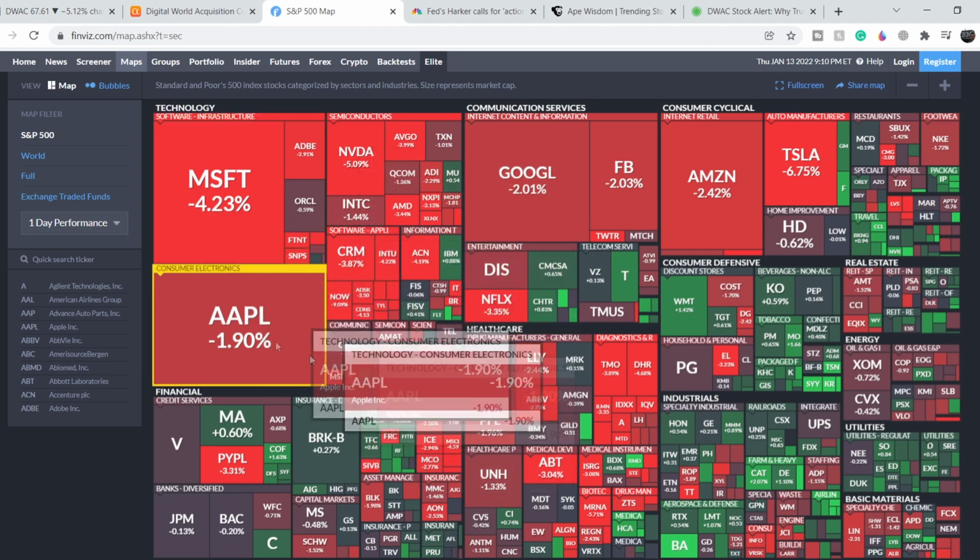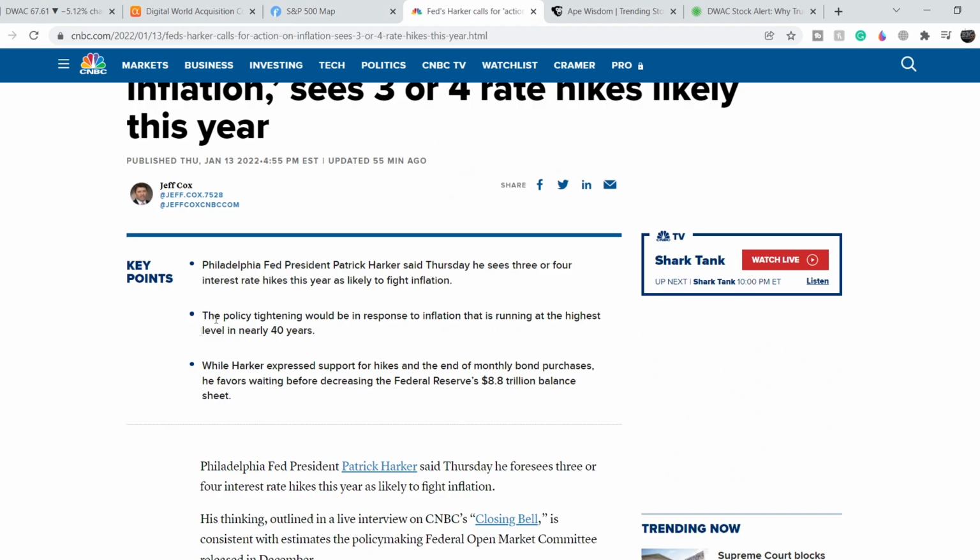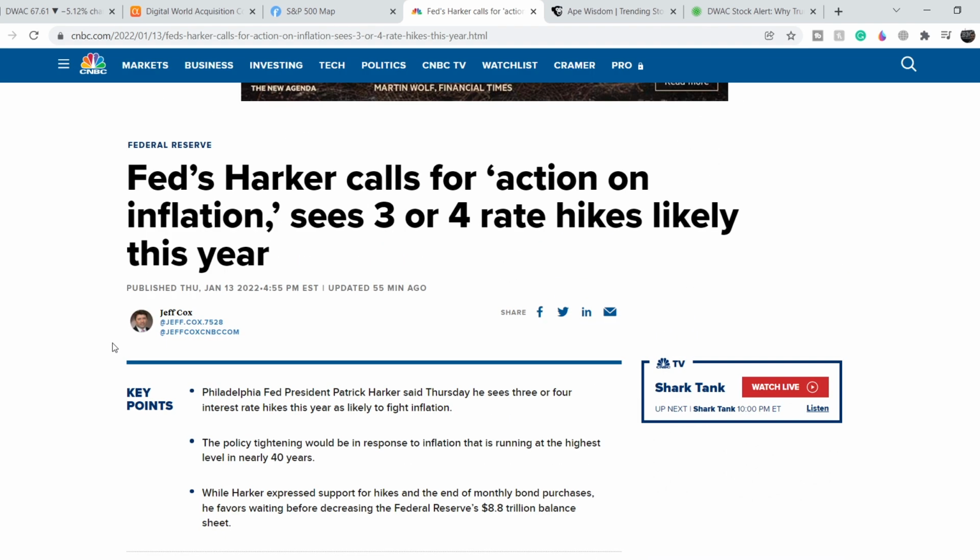Let me show you that in general, during the last session we had a bloodbath across all the markets, and as you can see, top major companies are in red. That's why we have to be cautious. And the reason for this massive sell-off is right here. On January 13th, we have this article titled "Fed's Harker calls for action on inflation, sees 3 or 4 rate hikes likely this year."